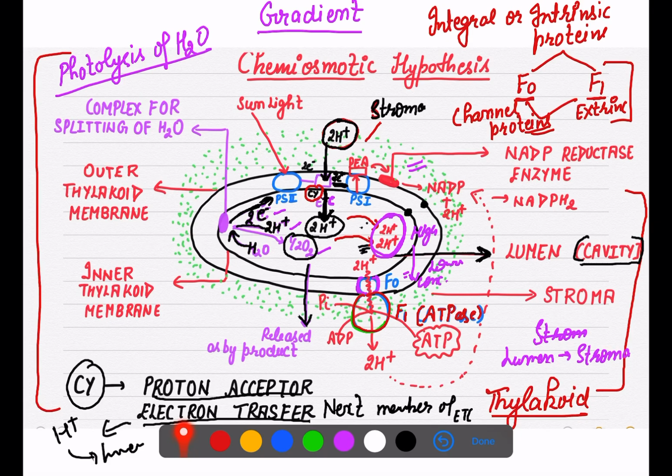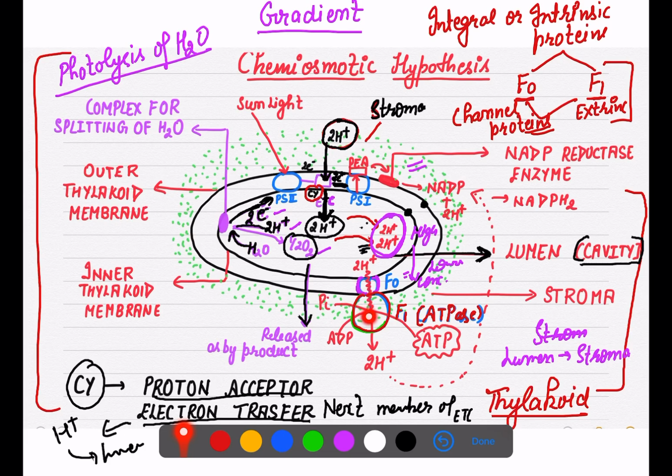So how will they move? Now these protons are coming with energy. They will be received by the F0 particles. What are F0 particles? They are the integral proteins present in the membrane. So now these proteins receive these protons, which are coming with energy.